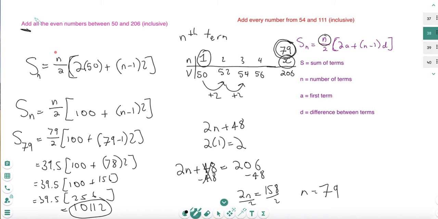So I first realized that I need to add some sequences together. So I used my sequences formula. I filled in what I knew until I got to here. Then I realized I've got to find out how many terms there are between 50 and 206. How many even numbers are there between 50 and 206? To do that, I found the nth term, which was 2n plus 48. Since I know 206 was the last term, if I find out which term 206 is, that will tell me how many terms there are. So 206 was the 79th term. Therefore, there are 79 terms in this sequence. Let's move on to the next part.